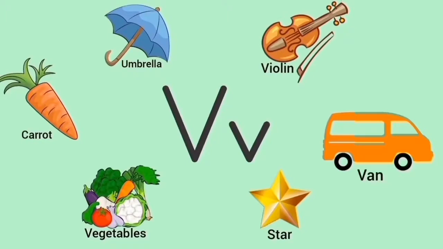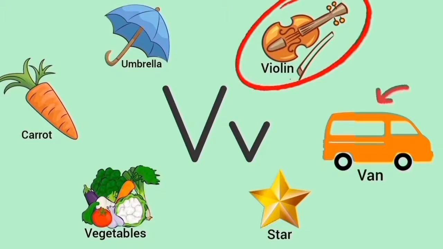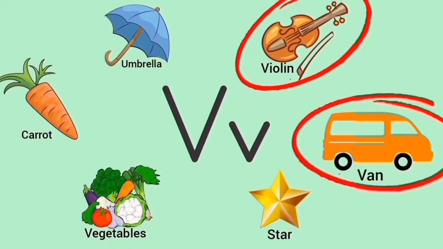The first object is violin. Violin starts from alphabet V. So, we will circle it. The second object is van. Van starts from alphabet V. So, we will circle it. The third object is star. Star starts from alphabet S. So, we will not circle it.